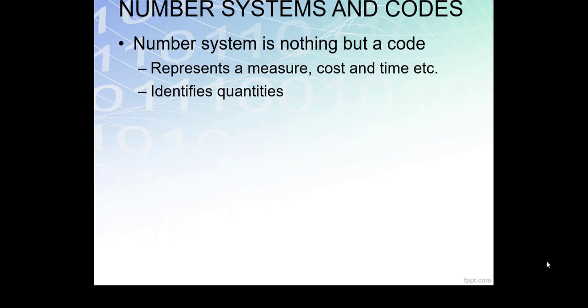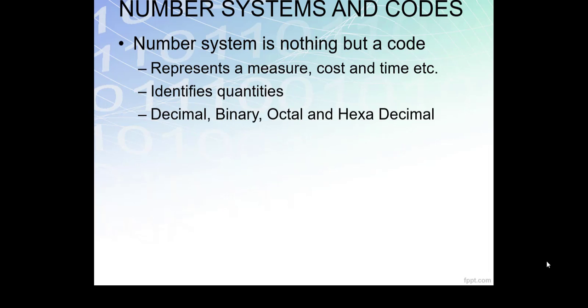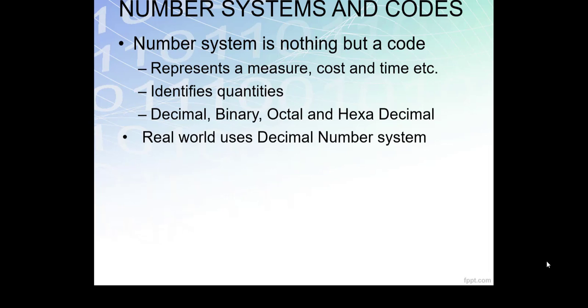So for that I gave you a well-known example. You are having roll numbers. Each roll number identifies you. That is what we said: identifies quantities. So once again, there are 4 number systems I already told you: decimal, binary, octal and hexadecimal. The real world uses the decimal number system. In the real world, what do we use? We are using the decimal number system.